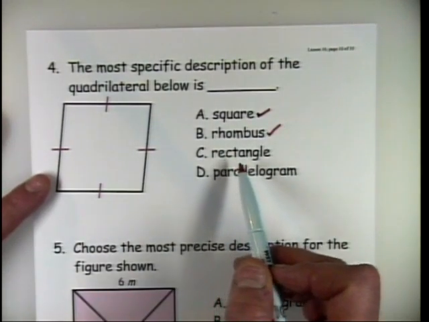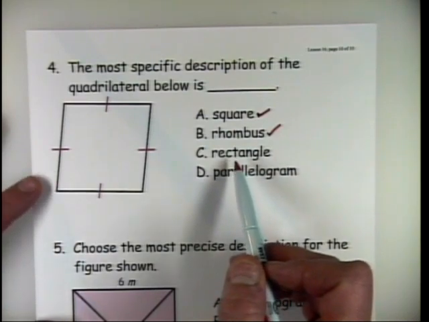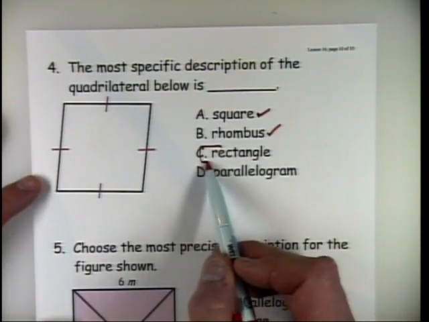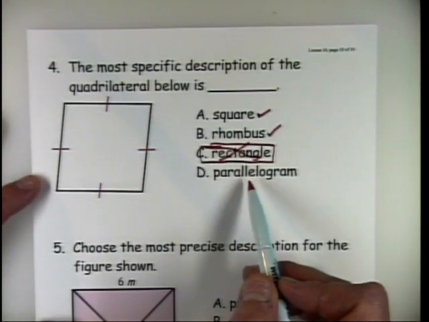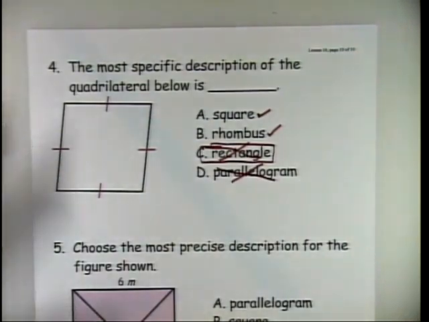A rectangle didn't say anything about side lengths. A rectangle said 4 congruent angles. A rectangle can have 4 congruent sides, but not in general. And again, a parallelogram, in general, doesn't give anything about the side length. So we're down to a square or rhombus.